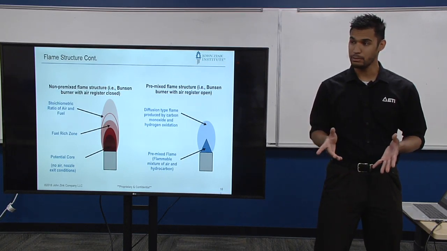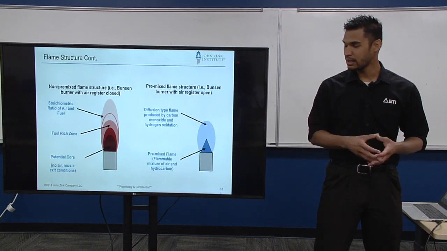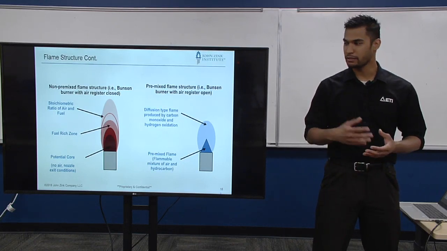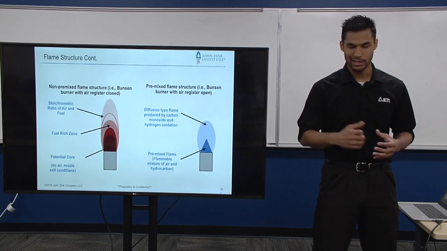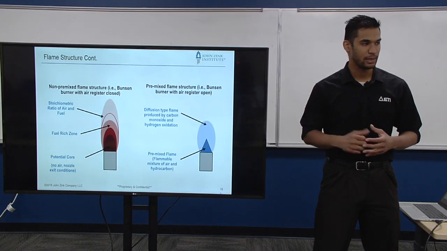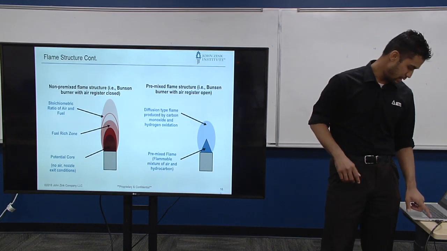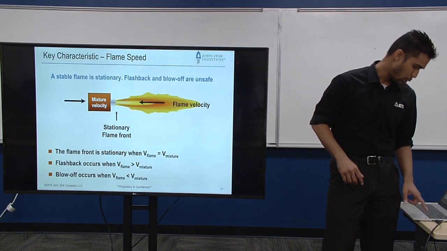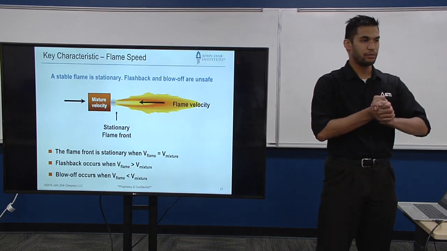What fuels am I burning? Because different fuels burn at different rates. Flame speeds, adiabatic flame temperature, those are all very important, as we'll see in a second. But the main two ways we go about it, depending on the application, are premix and diffusion flame. Okay, let's talk about flame velocity. Going too fast? Any questions so far?